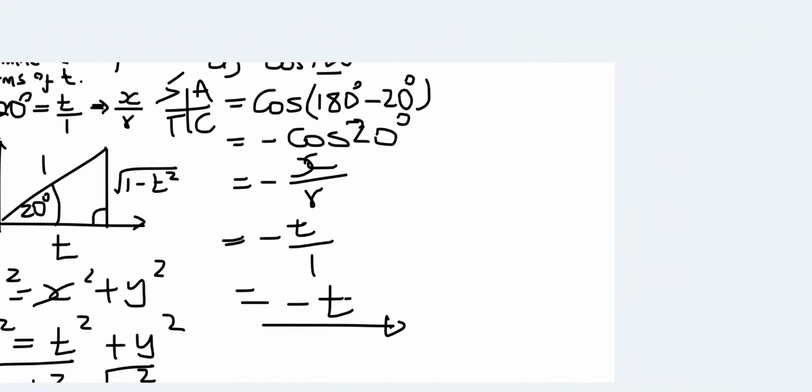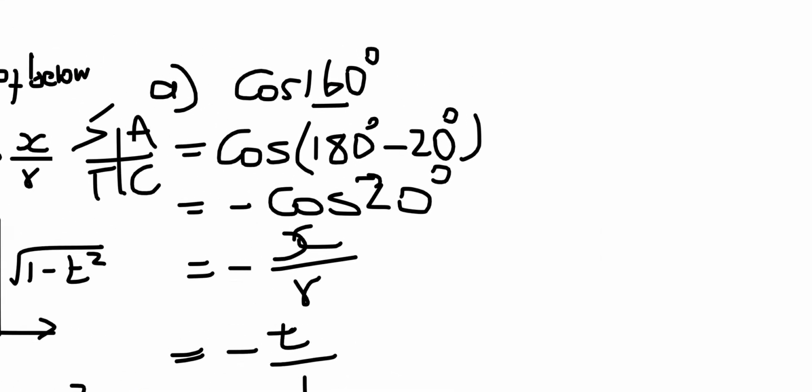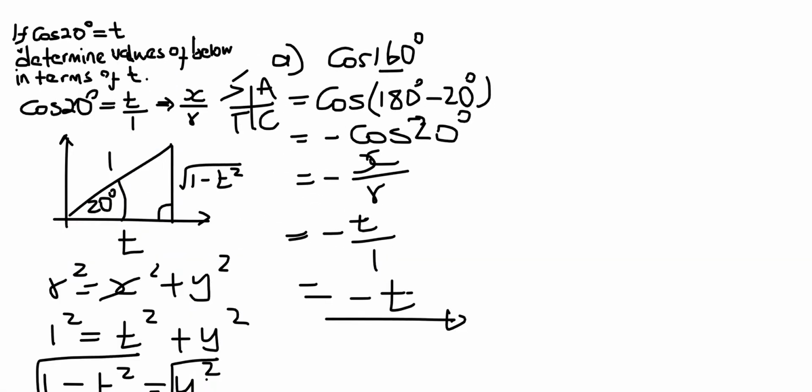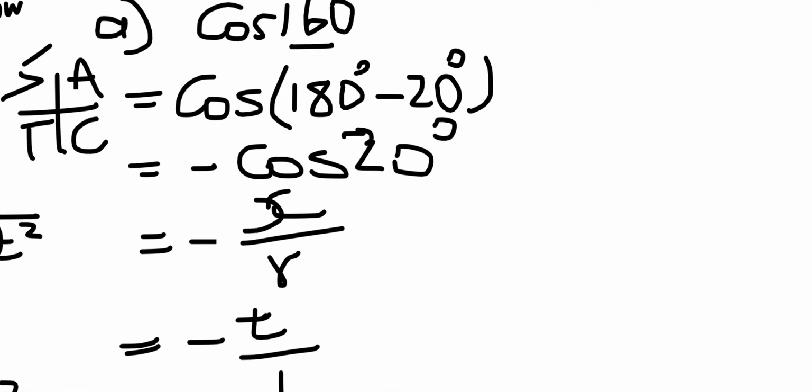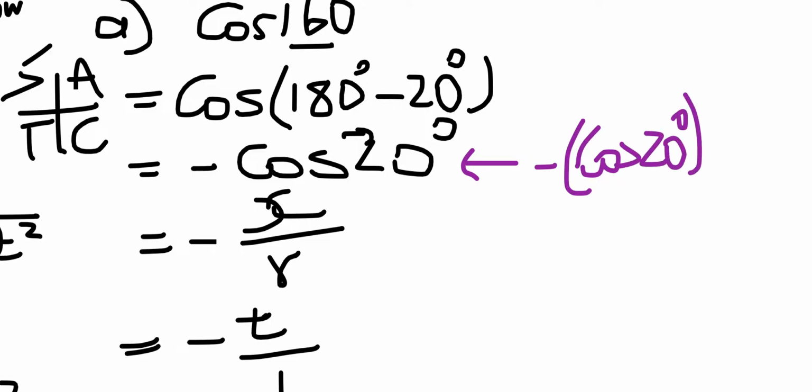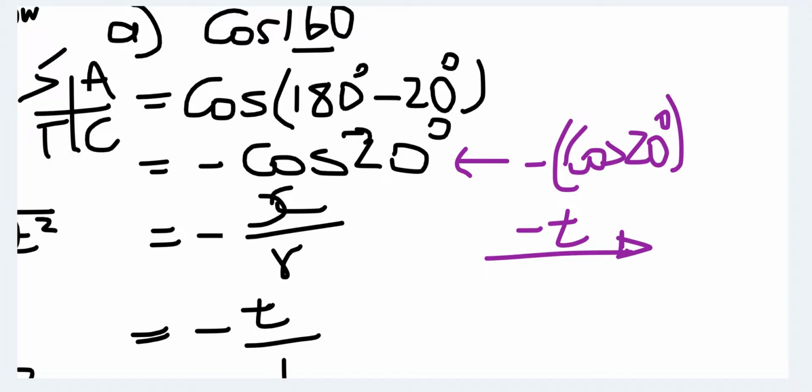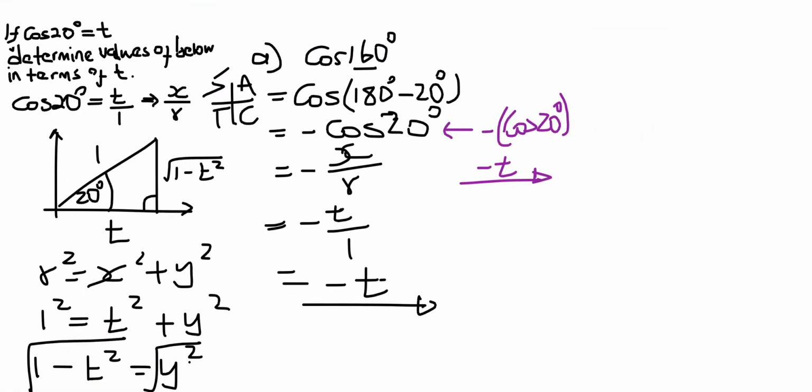So another honorable member may say, since we were told that cos 20 degrees is equals to t, that means straight away from that statement I can just say negative. They said cos of 20 degrees is equals to t. So that means I will just say negative t. So it is a shortcut, but this shortcut can be dangerous if a question comes differently.